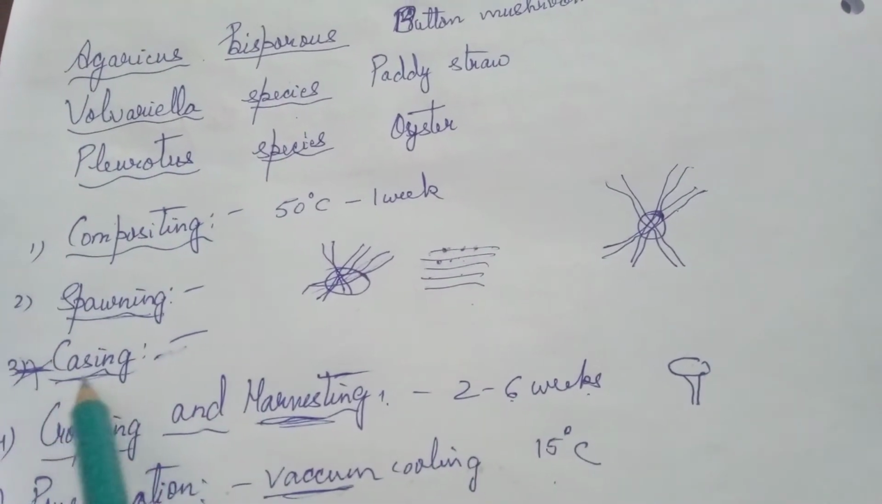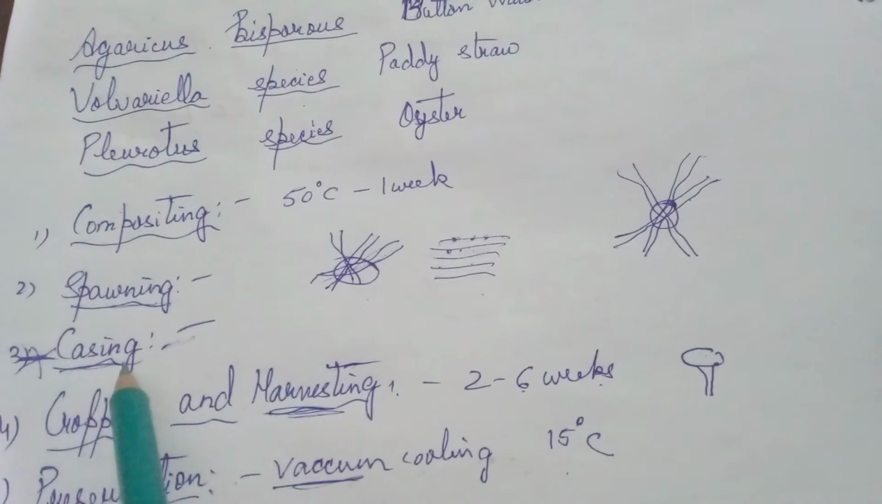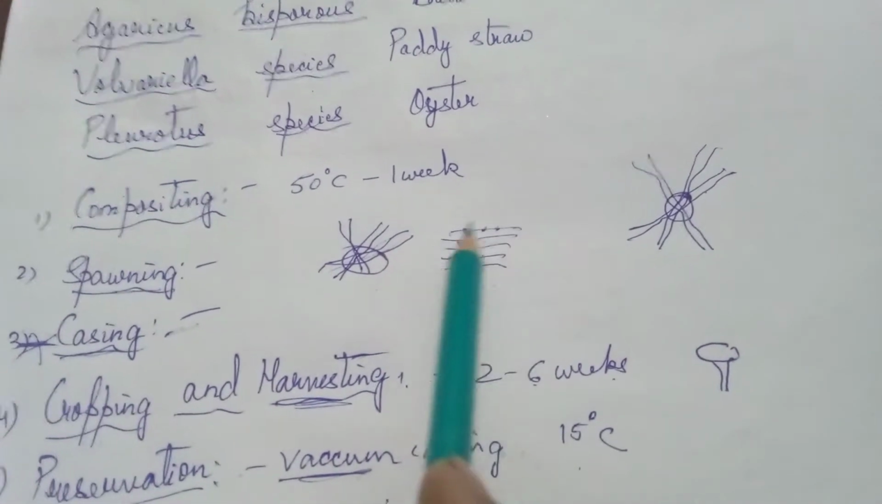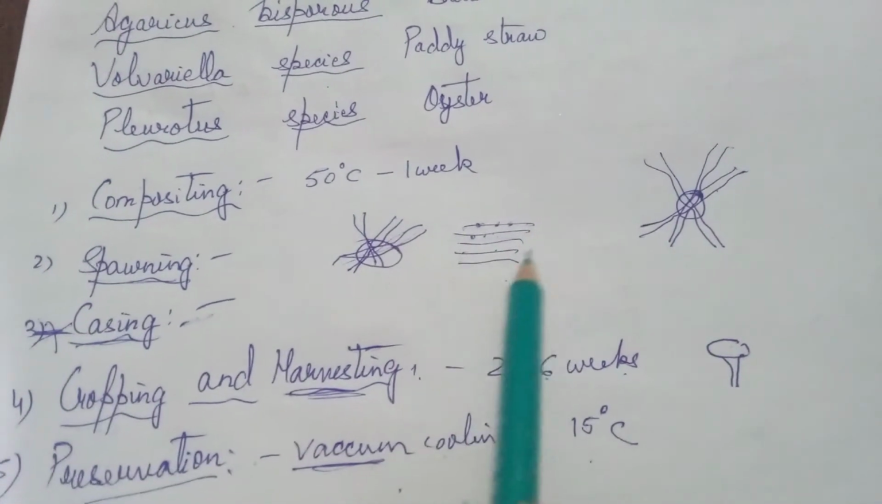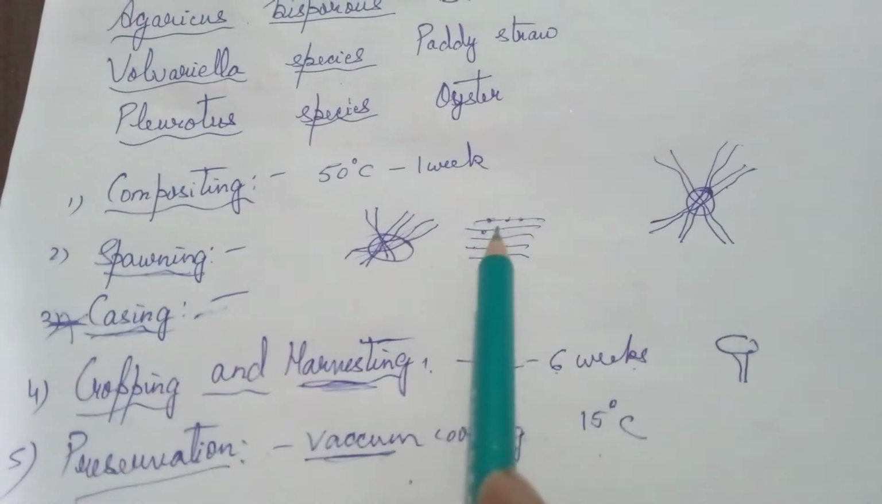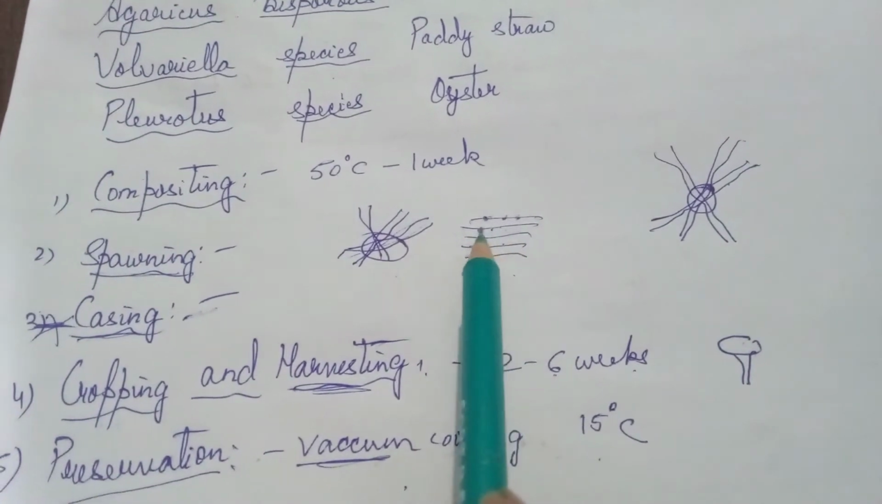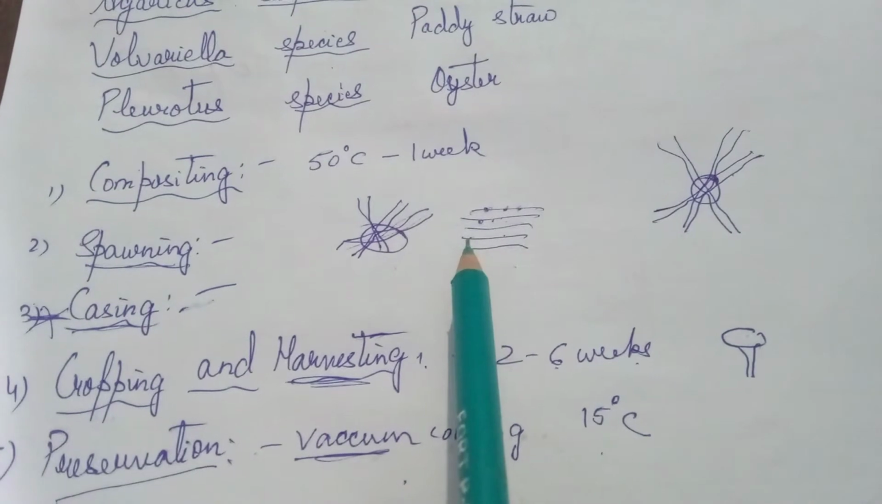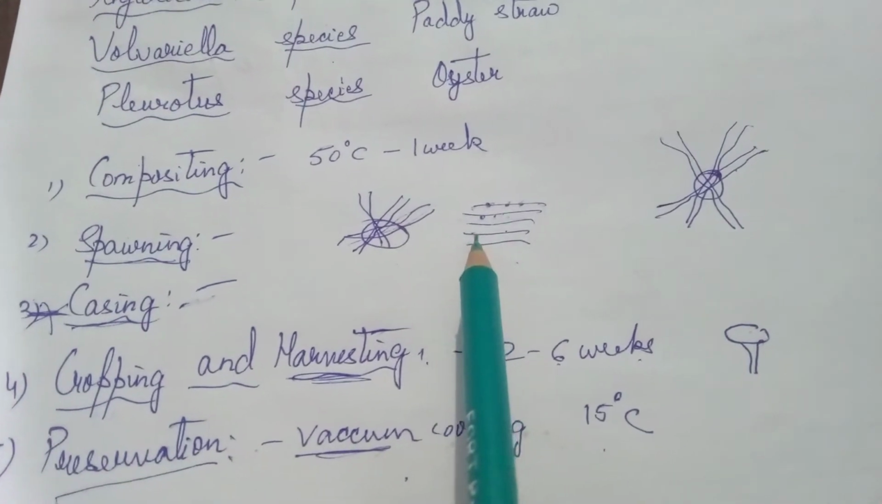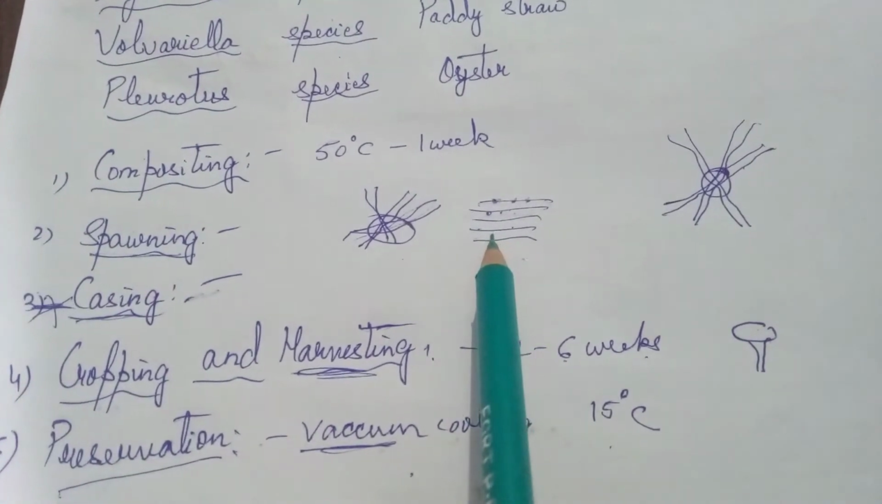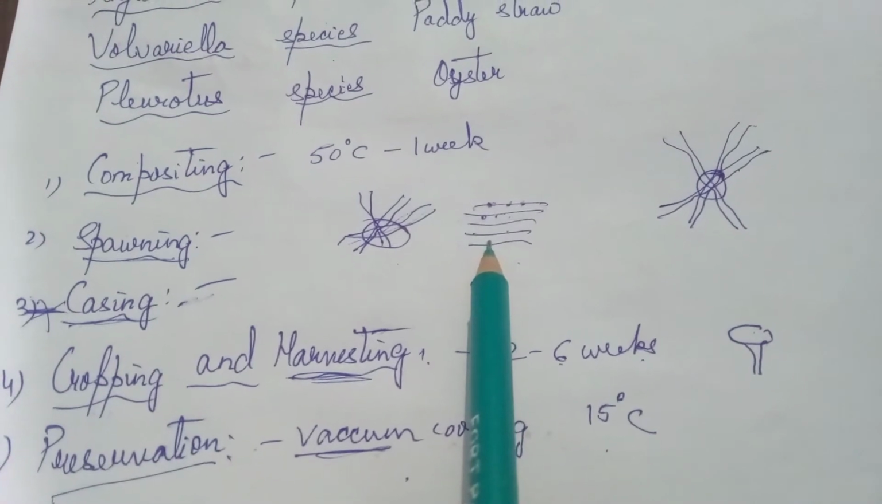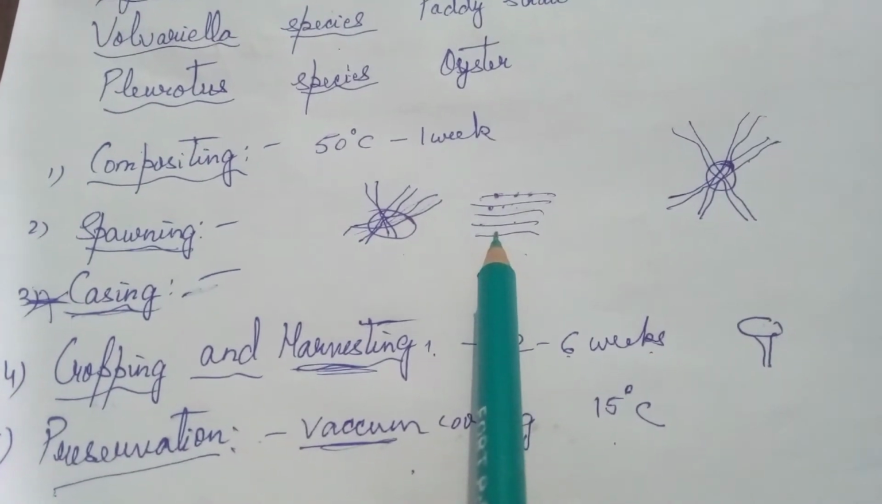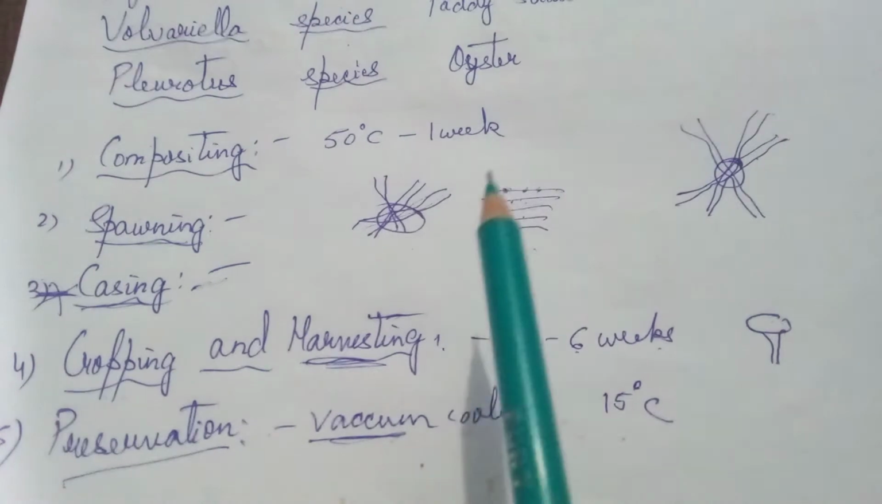After that, the next step, which is very important, is casing. A thin layer of soil is spread over the mycelium seed or the hyphae. Got it? Why is it important? It gives support to the mushroom, it provides the required humidity and prevents quick drying, and also helps to regulate the temperature.